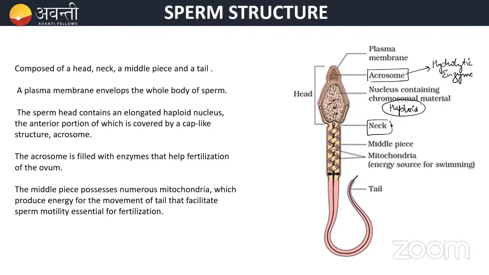The neck consists of two centrioles, a proximal centriole and a distal centriole. The proximal centriole is involved in the zygote cleavage and the distal centriole is involved in the formation of the tail. The axoneme, the filament of the tail, is formed by this distal centriole. The role of the proximal centriole will become clearer when we discuss fertilization.